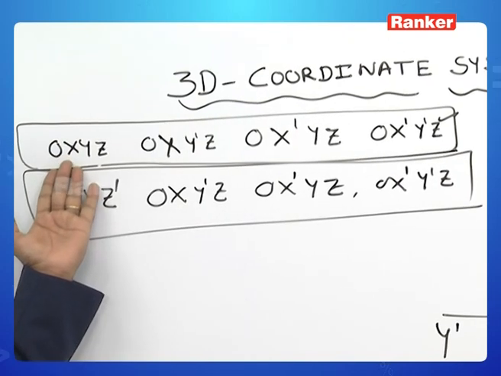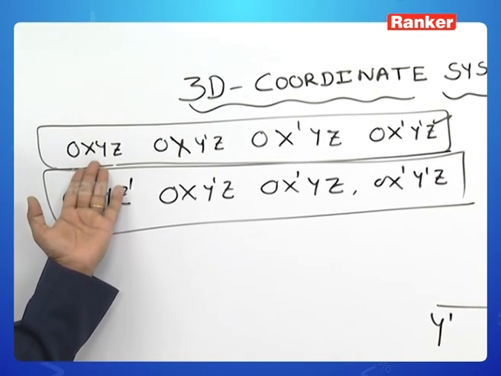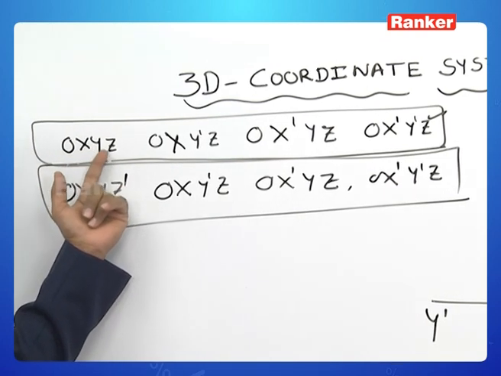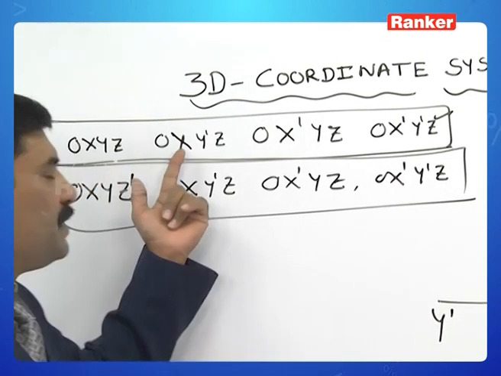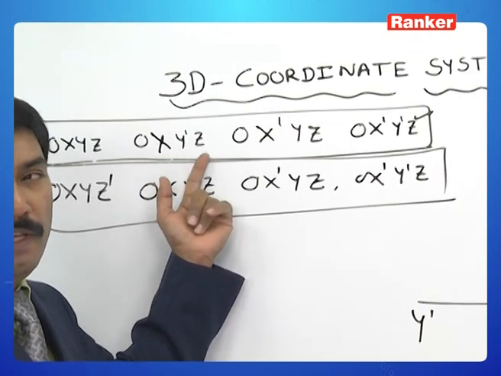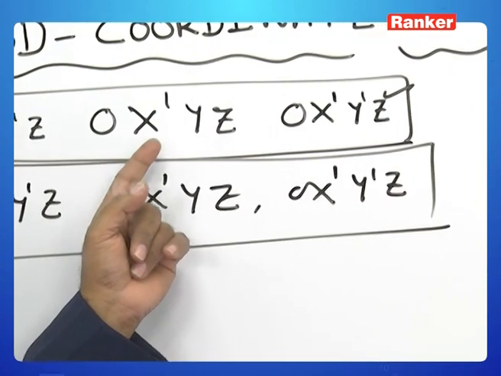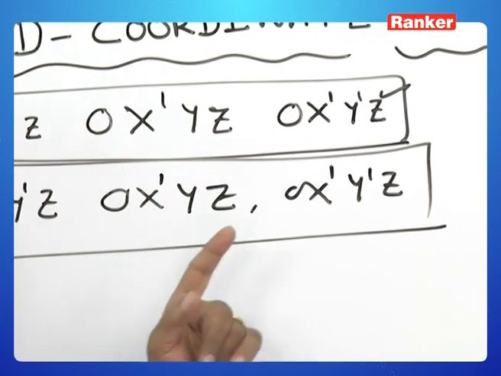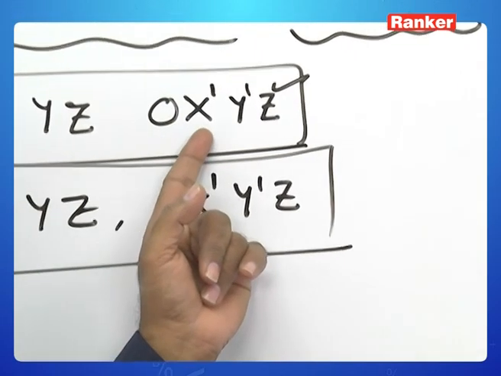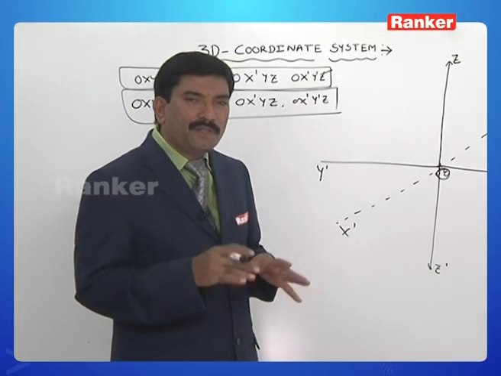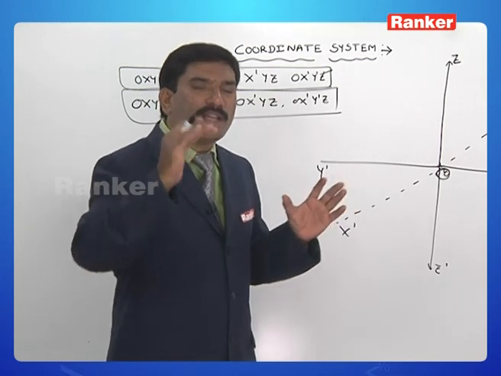So 8 parts or 8 compartments, we call them octants. In this octant, X is positive, Y is positive, Z is positive. In this compartment, X is positive, Y is negative, Z is positive. In this compartment, X is negative, Y is positive, Z is positive. In this compartment, X is negative, Y is negative, Z is positive. We were speaking about the positive Z axis.